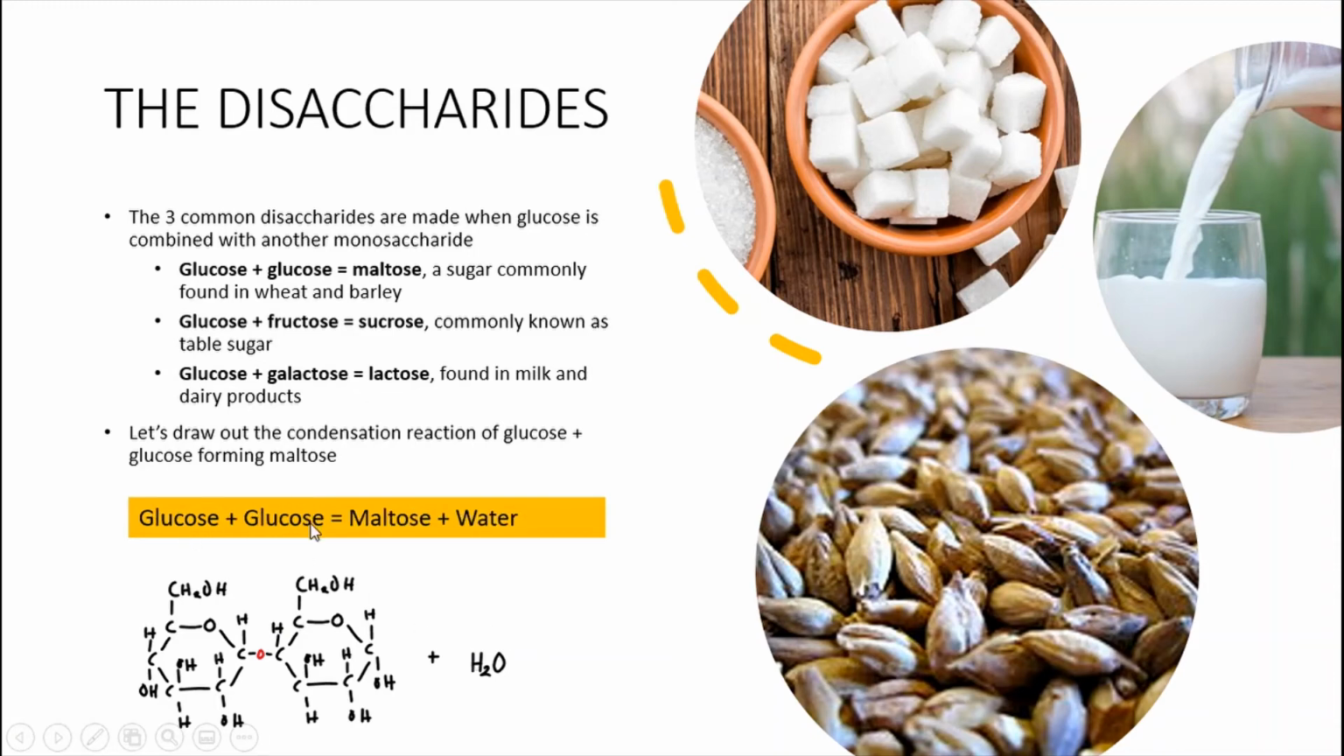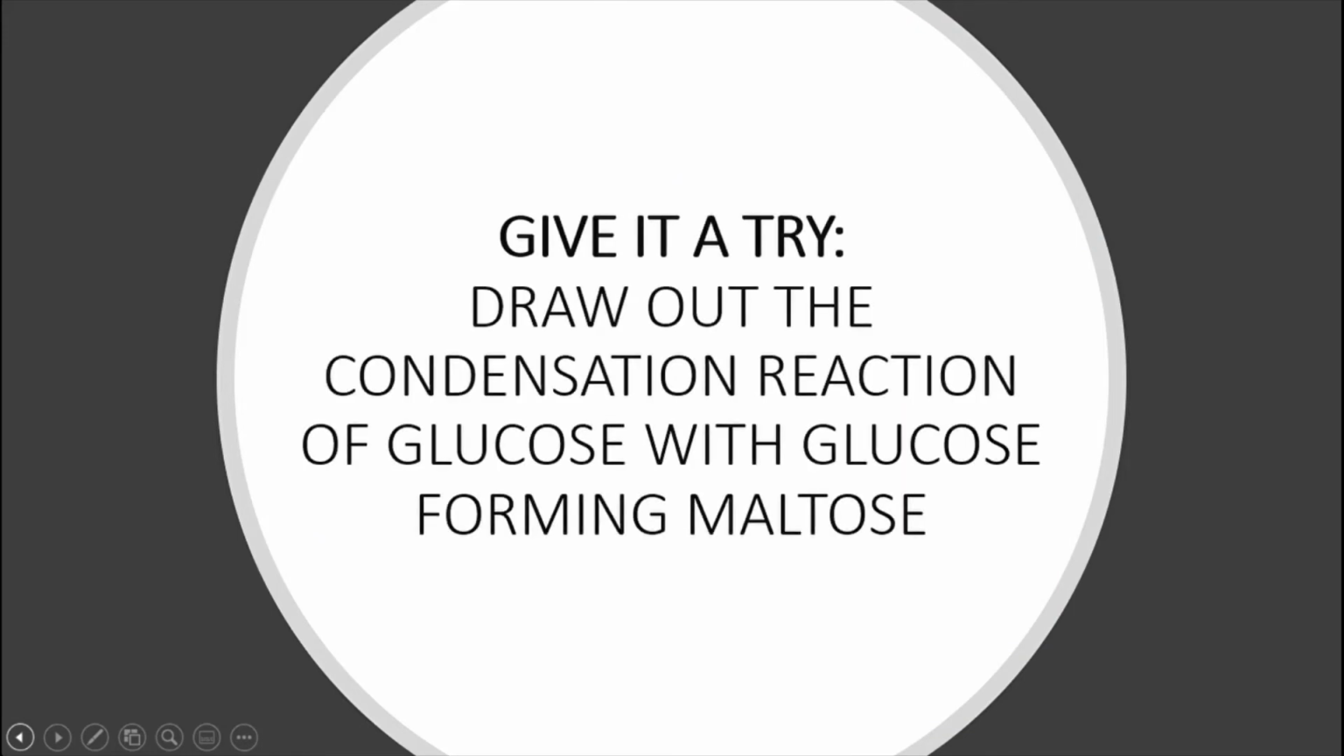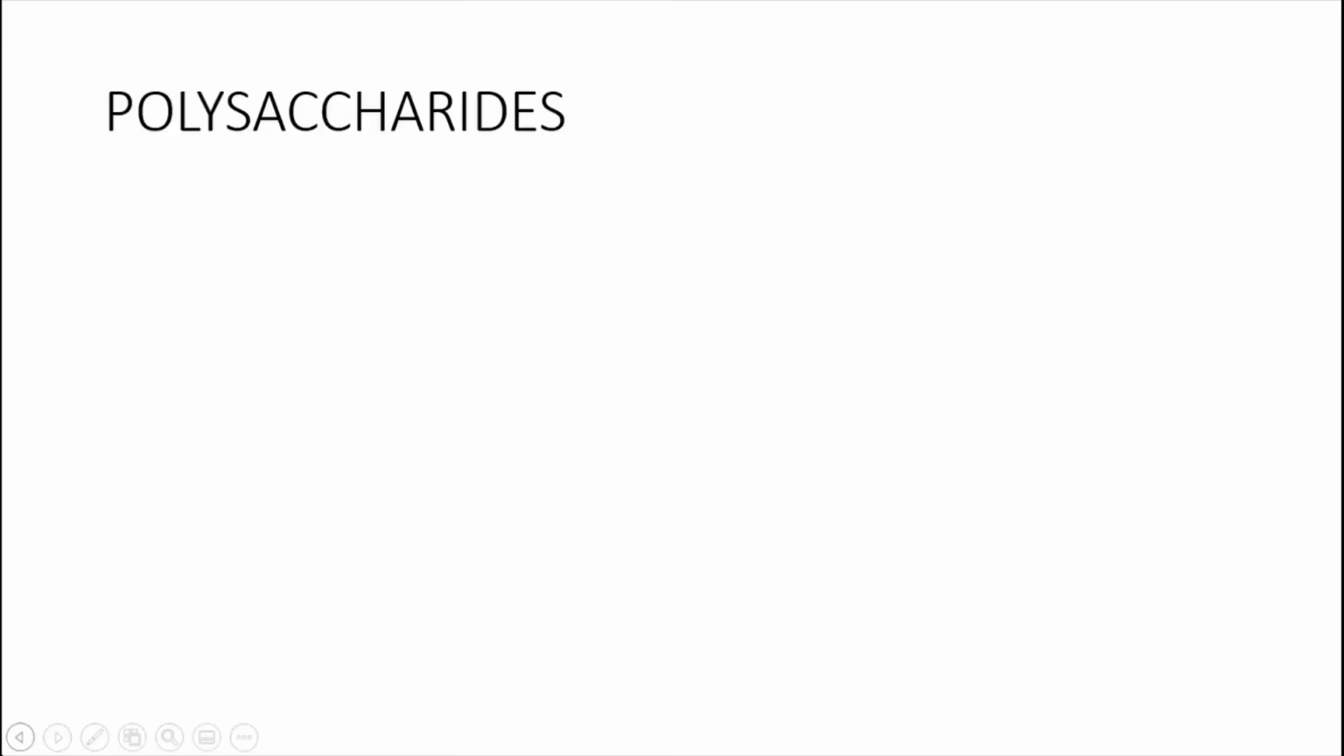So glucose plus glucose equals maltose and water. So for every link formed, and we've got one link formed here, we've formed a water molecule. If we were linking up 3 glucoses together, we would have 2 links, and therefore we would have 2 water molecules formed. How about you give it a try? Try drawing out the condensation reaction of glucose with glucose to form maltose. Pause this video if you need.